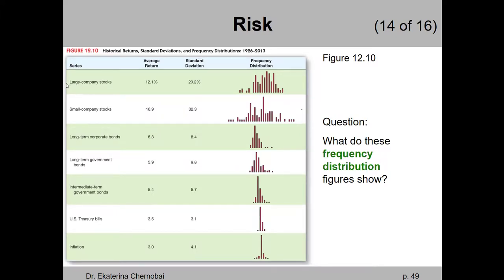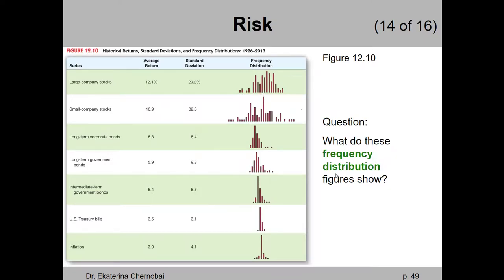In this table, we have large company stocks, small company stocks. We also have treasury bills and long-term government bonds, the four that we were looking at a second ago. But the table has even a few more. Average return for each, standard deviation or the amount of risk for each. You might recognize some of these numbers that came up a few minutes ago. And in the last column, we have what is called the frequency distribution for each investment.